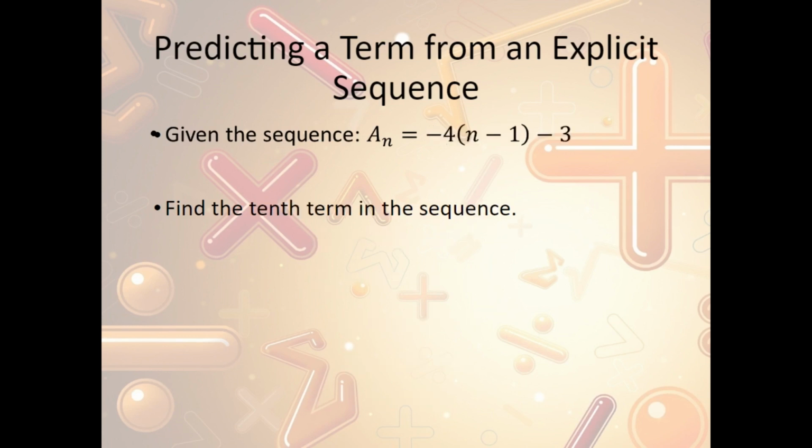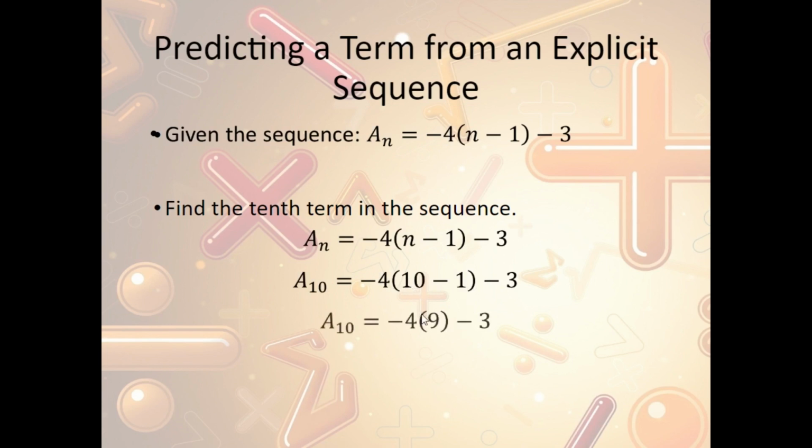So let's look at another example. Let's try to find the 10th term of this one. That's a_n is equal to -4 times (n minus 1) minus 3. So again, we plug in 10 for n. This becomes a_10 is equal to -4 times (10 minus 1) minus 3. Well, 10 minus 1 is 9. So we have -4 times 9 minus 3. Well, -4 times 9 is -36, minus 3. -36 minus 3 is -39. So the tenth term in that sequence is -39.